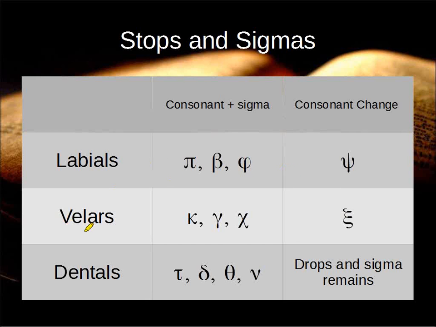The next categories of stop consonants are the velars, right? And we have three of them. There's kappa, gamma, and chi, okay? Like I said, you have to pronounce them in the back of your throat. Your velum, again, whatever that is, interrupts the airflow, and that's why you have this sound, all right? But when you add a sigma to any of these consonants, they fuse together, and they become a ksi, all right?